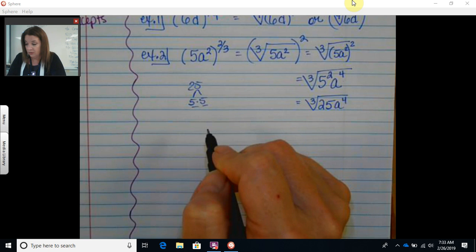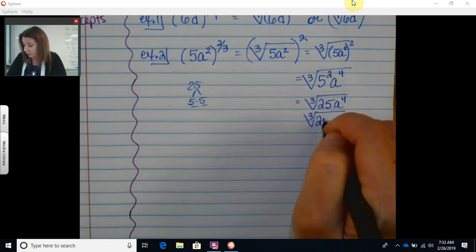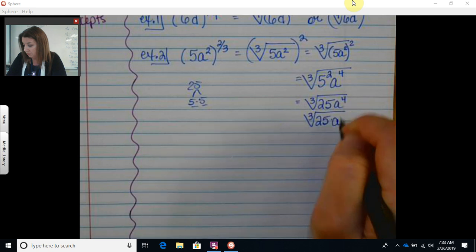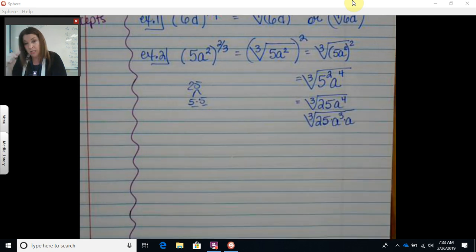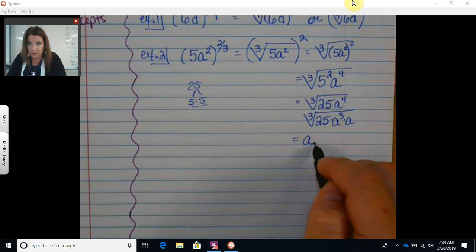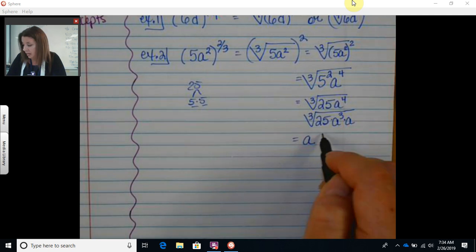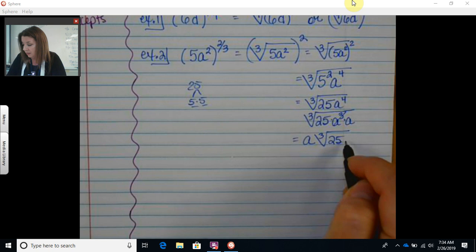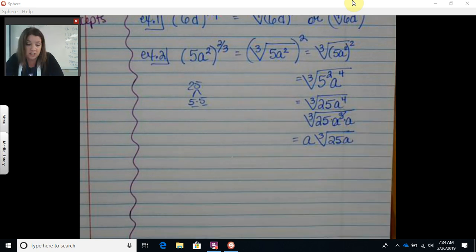A cubed times a, exactly. And then, so that way, we could take the cubed root of a cubed, which is what? A. So we would have an a outside of the radical, that'd be the coefficient. Anything else in there we can take the cubed root of? No. So times the cubed root of 25, and this a will stay under the radical, the radicand, as well. So that's all we can do.